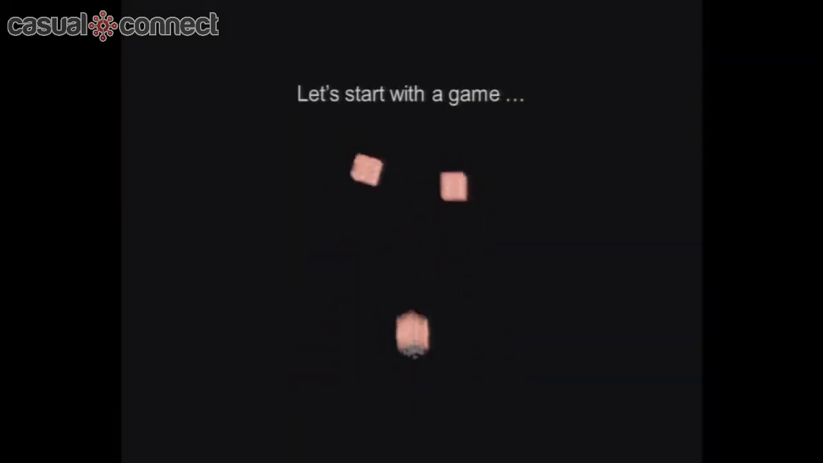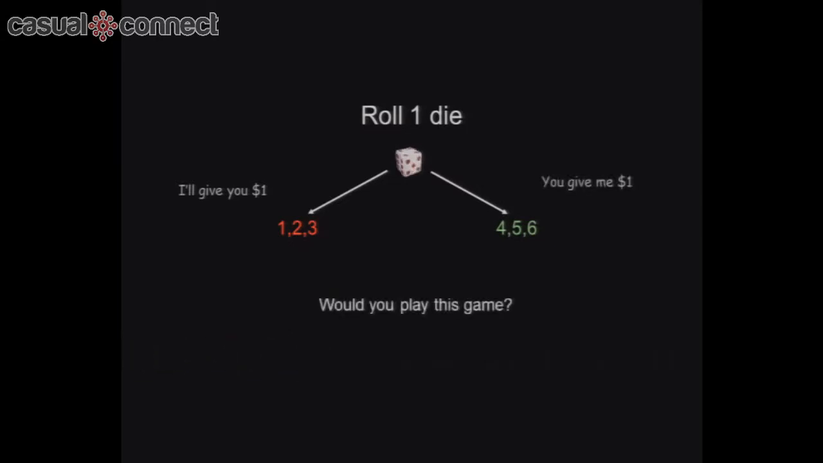So let's start by playing a game. Let's imagine that I roll a dice. There's my little dice. If it happens to be a 1, 2, or 3, I'm going to give you a dollar. If it turns out to be a 4, 5, or 6, you give me a dollar. Rhetorical question. Would you play this game?